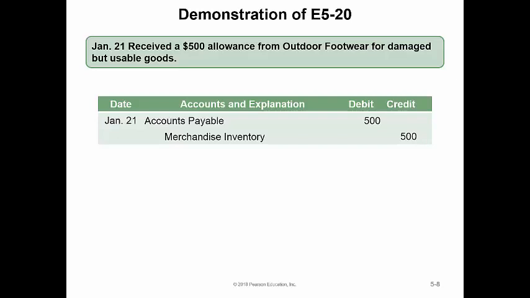So what they've done is we're going to reduce the liability, the amount that we owe them, by $500, and we still have to report inventory at cost. Since we were given a $500 allowance, that means we don't have to pay that $500, and the inventory didn't cost us that $500 in the end. So we're going to reduce merchandise inventory by $500, even though we're not sending it back. What we're doing is updating cost here.